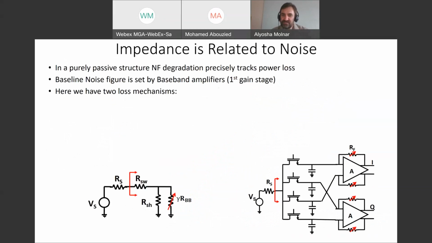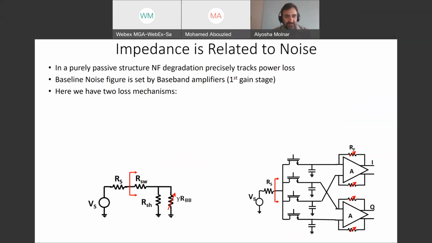Now, stepping back, I've talked about a simple model for the impedance we see here: the series resistance and the shunt resistance that are inherent to the mixer, and then this controllable baseband impedance that gives us the filtering and everything else we want. One of the reasons we care about this is that loss in an RF system is directly related to noise figure.